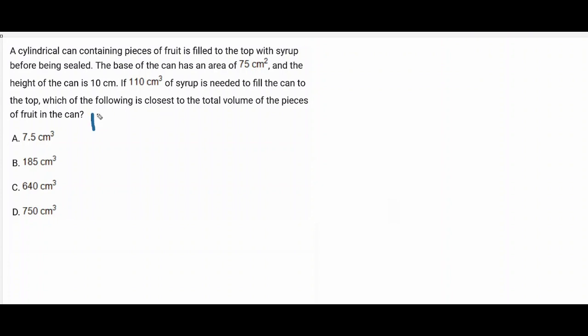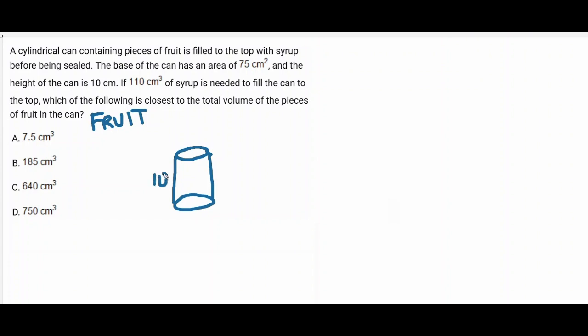So always write down what you're looking for. What are you looking for? Fruit. So this problem gives you a description of a figure, but where's the figure? It's not here. You got to draw it. You can be as crappy of a drawer as I am. It doesn't matter. You just need to look at it. This is what a cylindrical can looks like, right? So what's the height? It's 10.